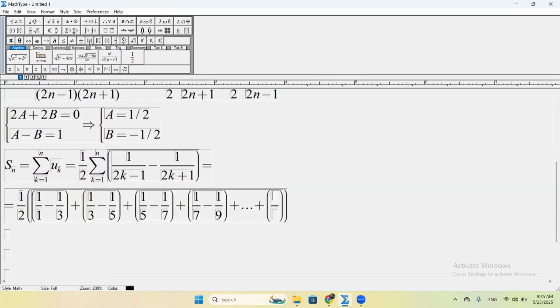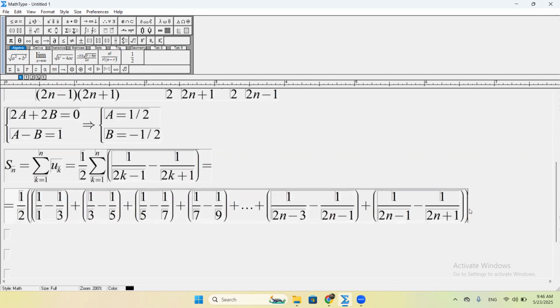Okay, so now 1 over 2n minus 1 plus or minus 1 over 2n plus 1. Let's also write one term that was before this term. So it will be written in the next form. So 1 over 2n minus 3 minus 1 over 2n minus 1.